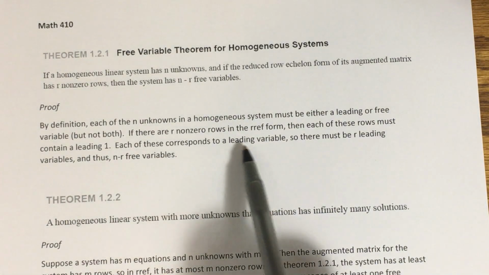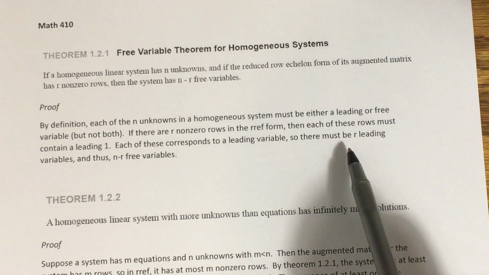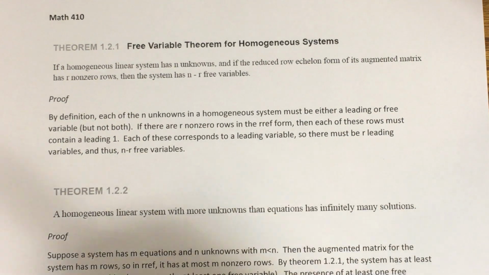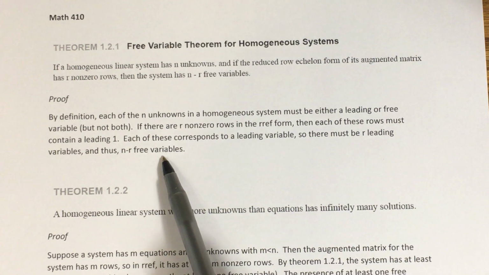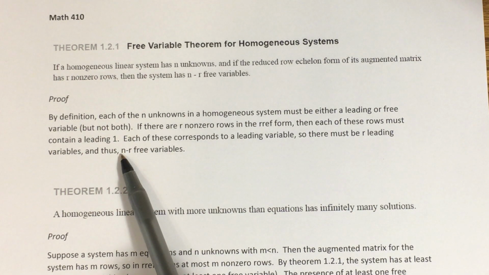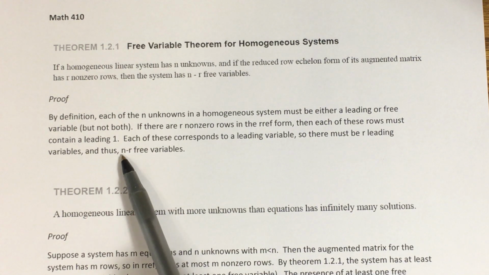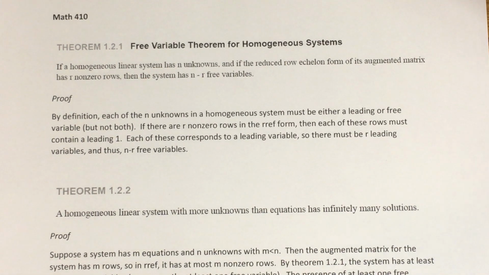Okay, well again, the sum of the leading variables and the free variables has to add up to n, which is the number of unknowns in the entire system, which means if all I want is to know the number of free variables, I would take the total number of unknowns, subtract the total number of leading variables, which we know is r, and n minus r would represent the number of free variables. Okay, and that's it, that's the proof.